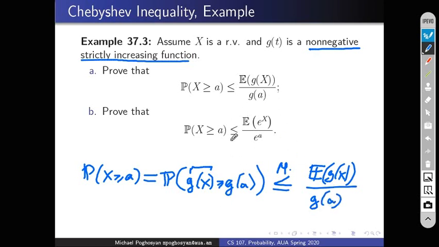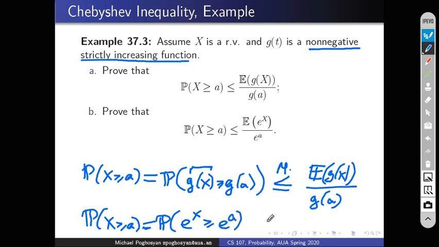In particular, if I write that this is larger or equal than that, it means that e to the x is larger or equal than e to the a, and applying Markov's inequality, I will get the expected value of e to the X over e to the a.